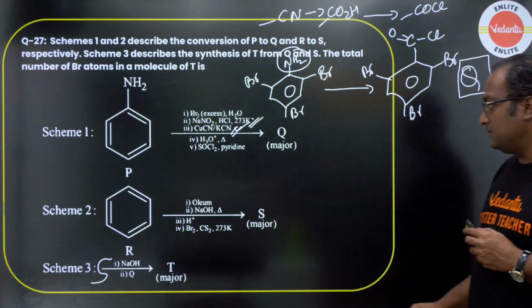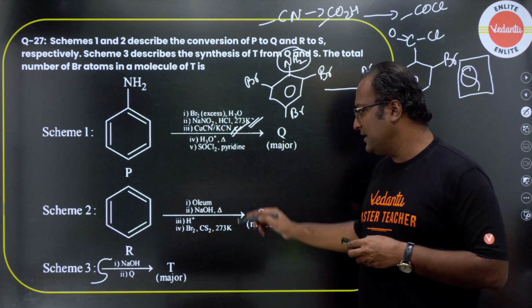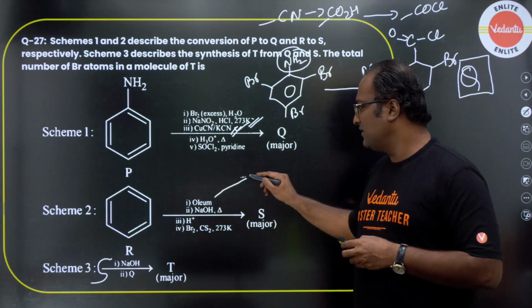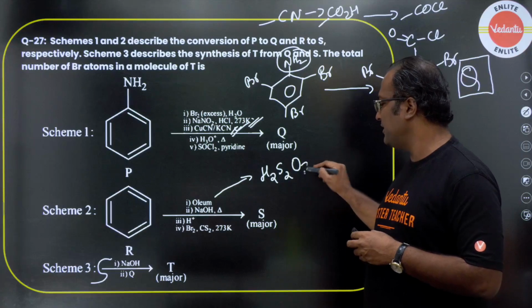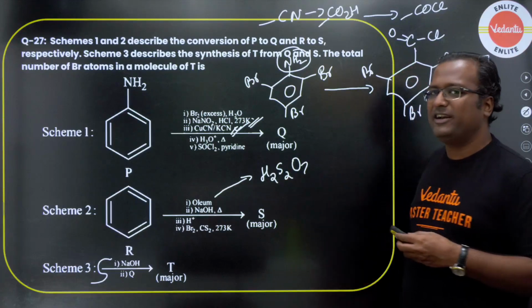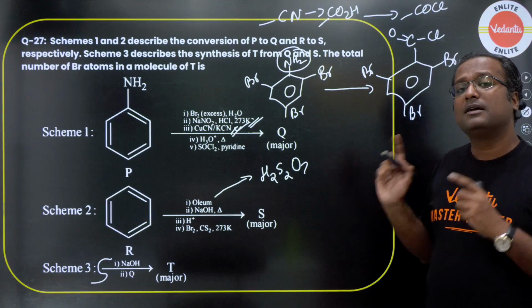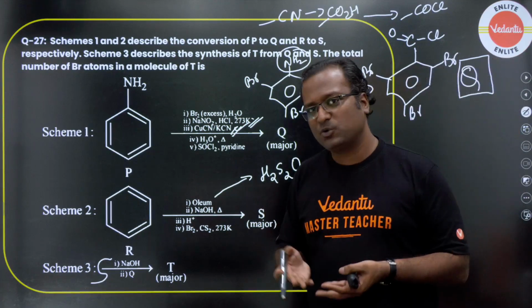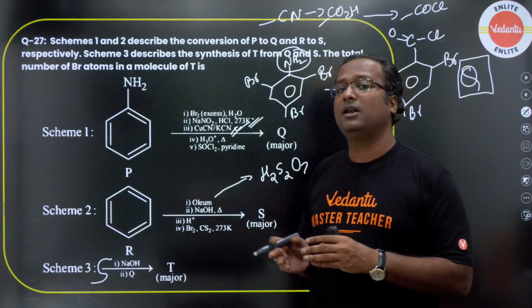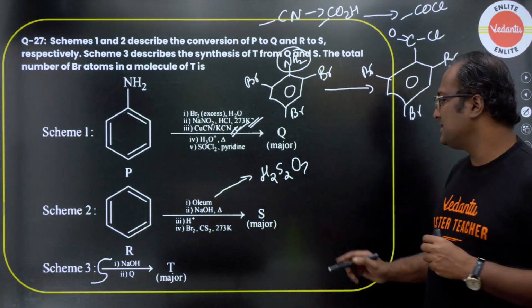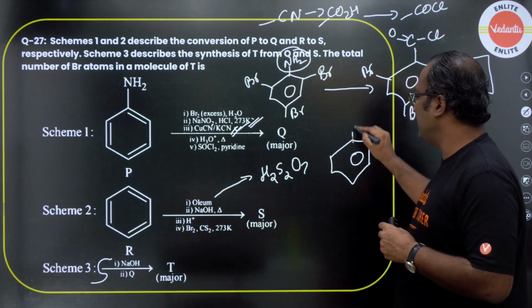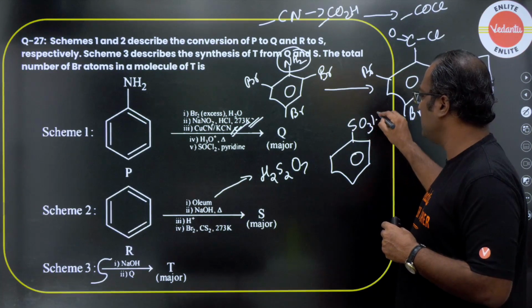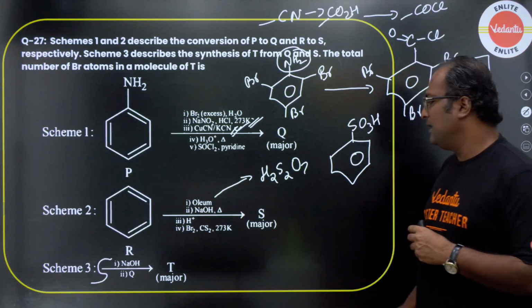Now next, scheme 2, benzene reaction with oleum. What is oleum? Oleum is fuming H2SO4, that's H2S2O7. What does H2S2O7 do with the benzene ring? Concentrated H2SO4 or H2S2O7, they all make the benzene ring undergo sulfonation. So benzene has SO3H attached, that is your first step.